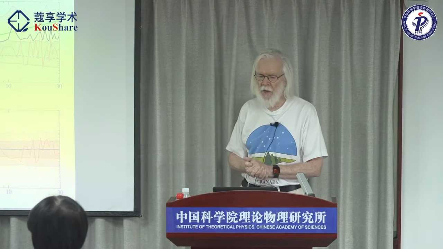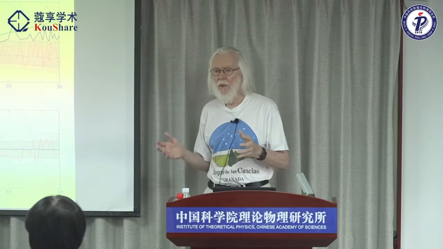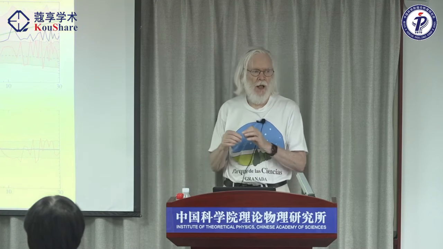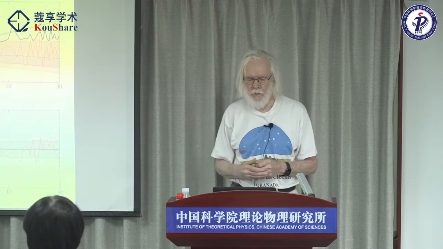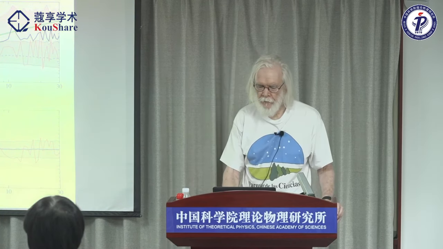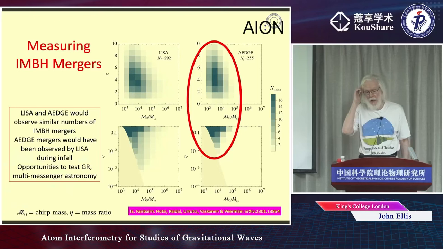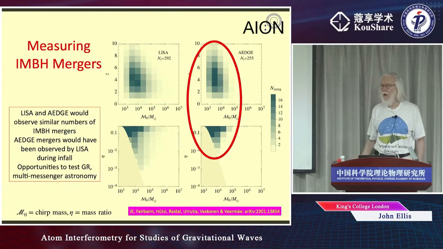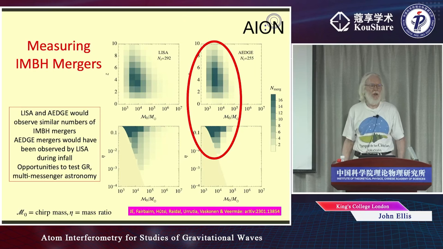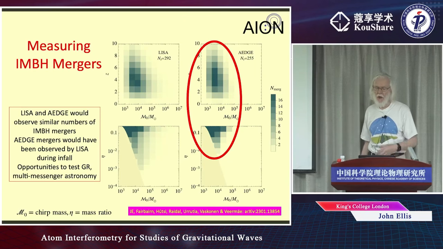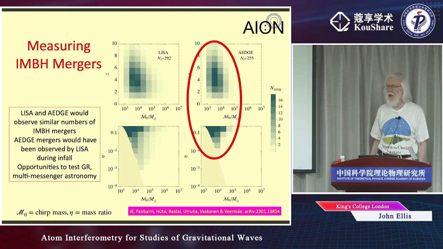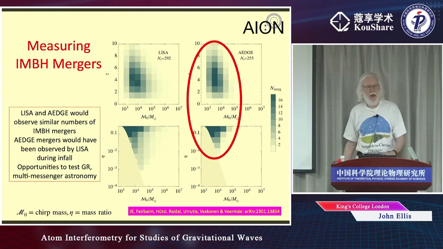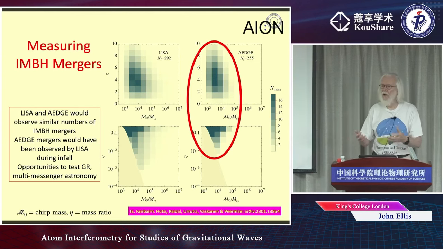Another comment that I would make is that the spectrum is not well fitted by a simple power law. So anyway, in this model, we're making a wild extrapolation. We predicted that LISA would see a couple of hundred mergers per year, that EDGE would see a couple of hundred mergers per year, and AION 1 kilometer might see a few.